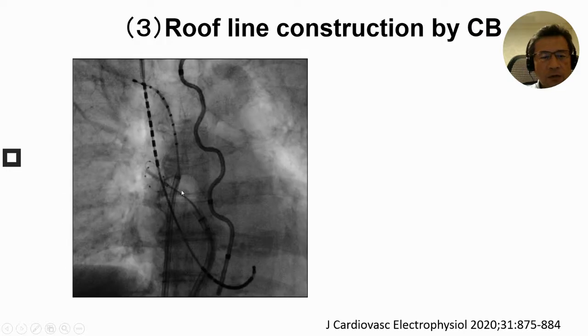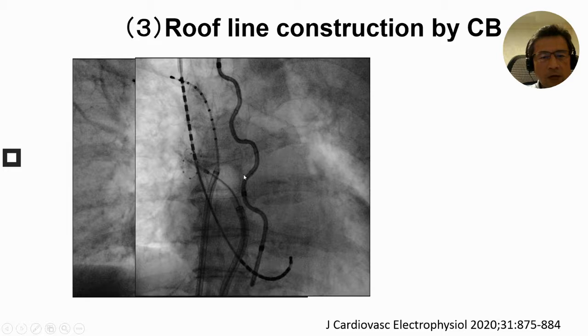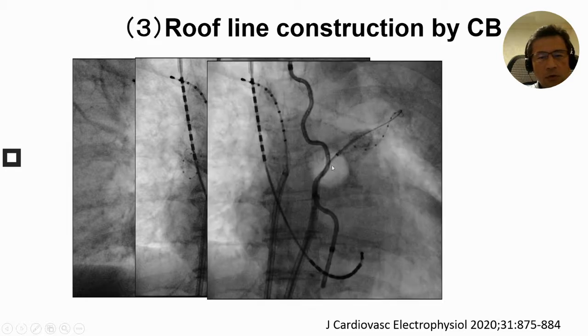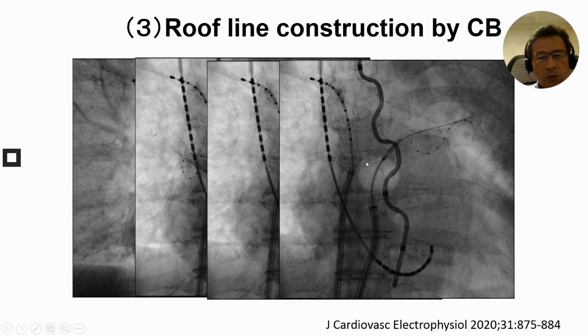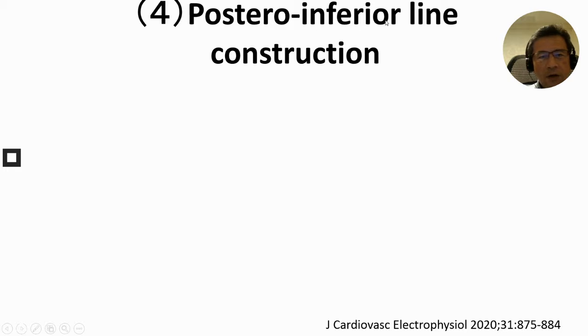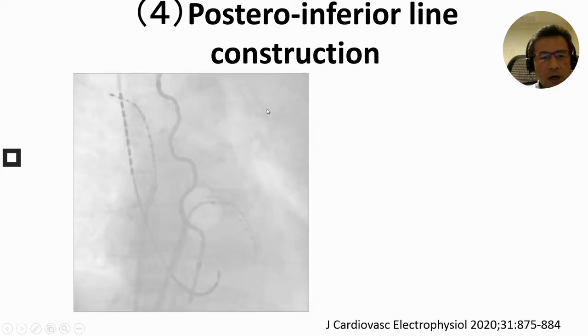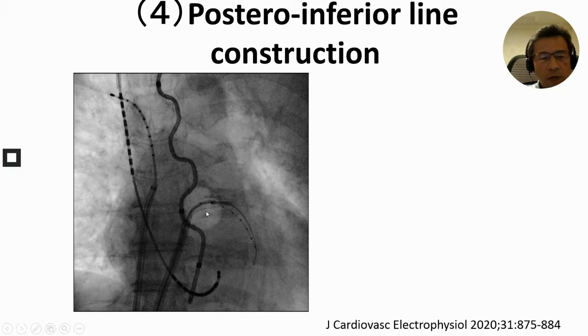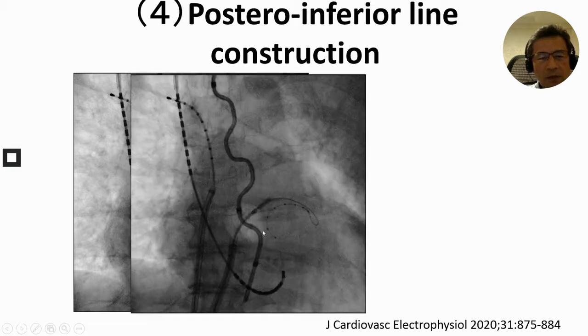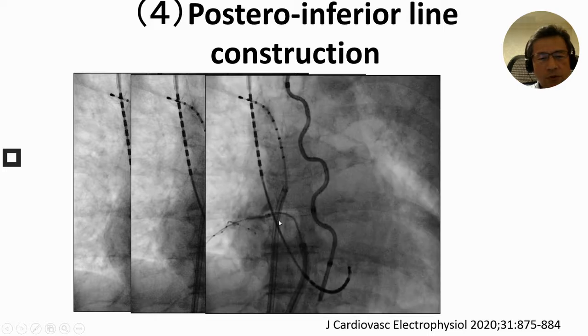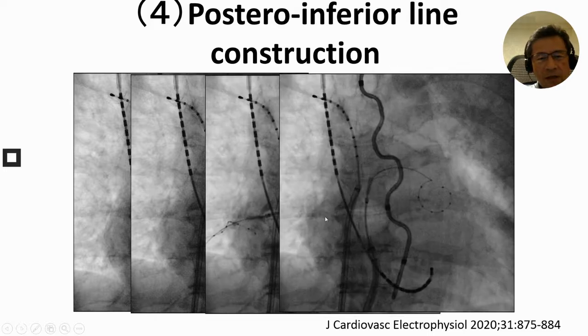First, we positioned the cryoballoon at RS, freeze, and move a little bit toward the rightward, freeze. We position the cryoballoon at LS, freeze, then move toward the rightward a little bit and freeze to construct a roofline conduction block. And regarding the inferior line conduction block construction by cryoballoon, we position the cryoballoon at LIPV, freeze, and move a little bit toward the rightward, freeze. Then we position the cryoballoon at RIPV, freeze, and shift a little bit toward the leftward, freeze.